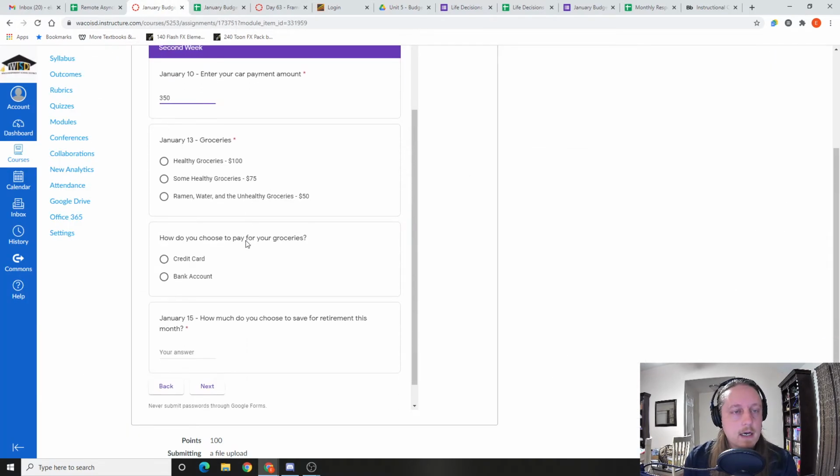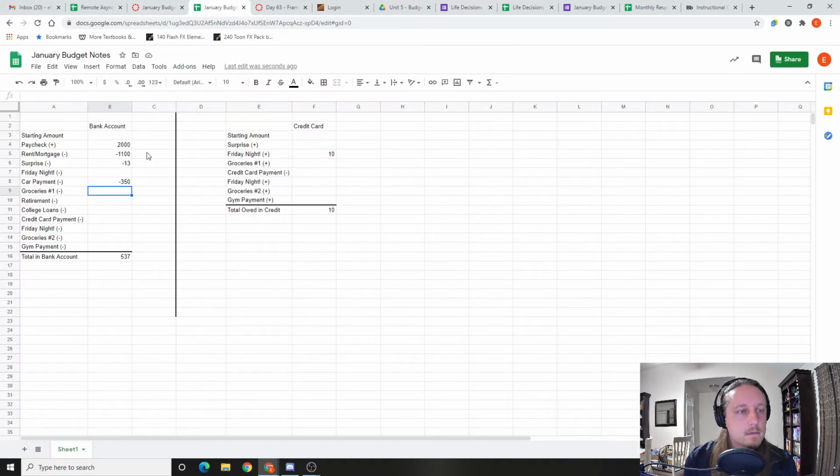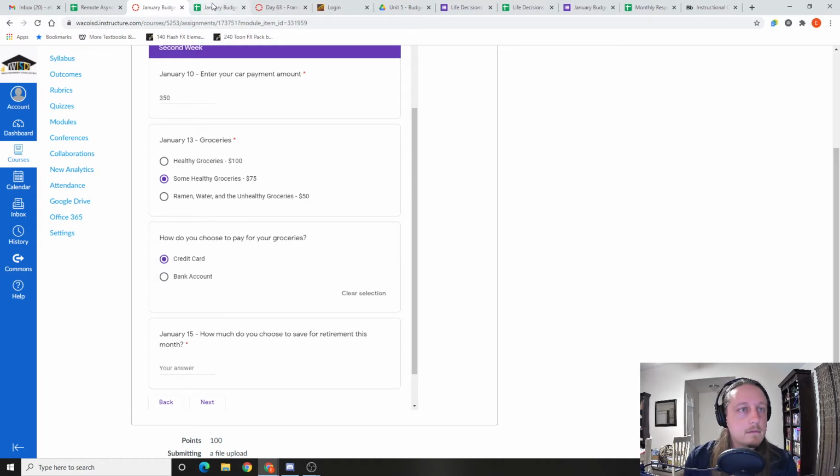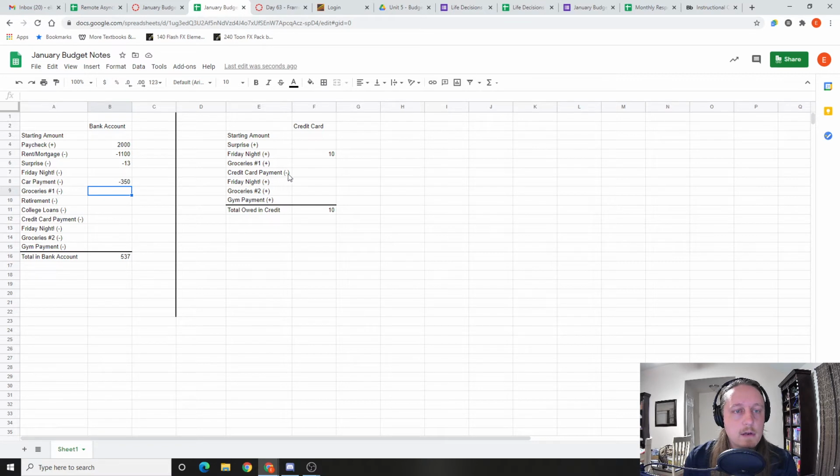Groceries. Do I want healthy, somewhat healthy, or not so healthy groceries? We'll go with somewhat healthy. So I have a choice here. And am I going to pay for my groceries with credit card or bank account? So let's do credit card again. So I'm going to go to my credit card, oh, not my credit card payment, my groceries. I'm going to add $75 to my credit card. So now I have $85 on my credit card.